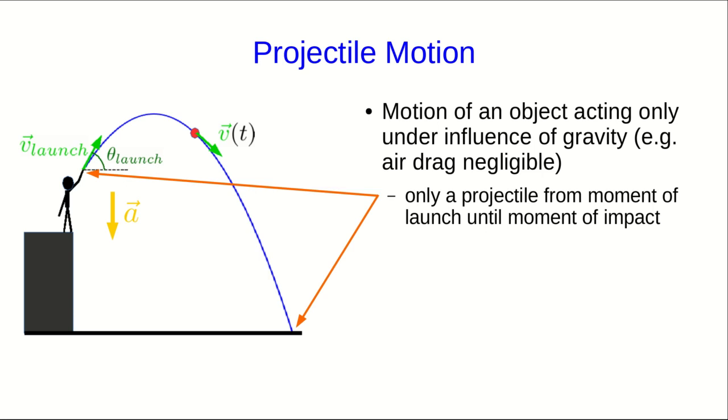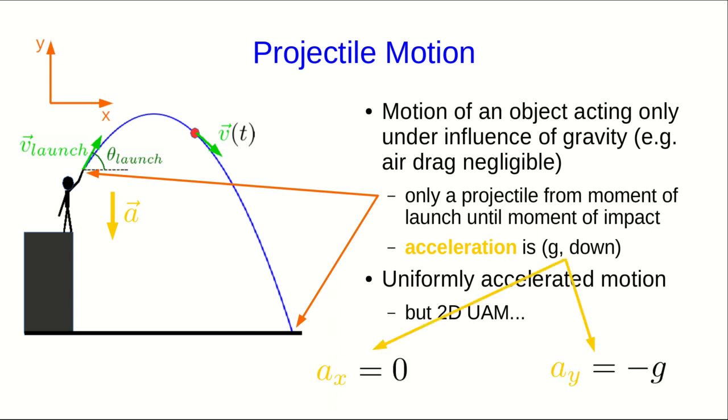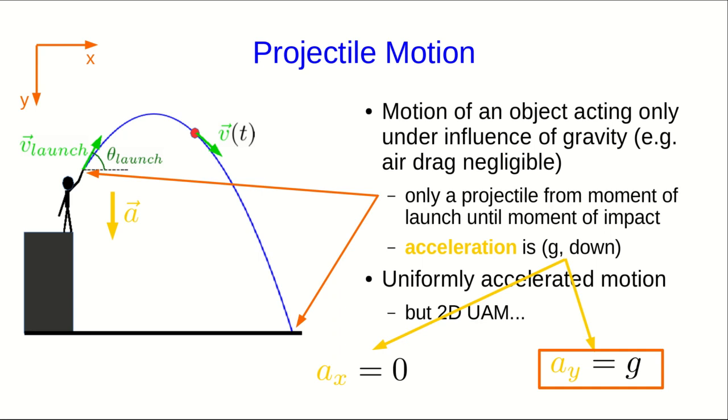And note that it is only a projectile from the moment of launch until the moment of impact, because before launch it had other things other than gravity acting on it, and after impact it also does. But between those times, the acceleration is g down, and so it's uniformly accelerated motion, but this is a two-dimensional version of uniformly accelerated motion. And so in particular, if we set our axes in the usual way, we can say that the x component of the acceleration is zero, the y component is negative g, but there's nothing preventing us from setting our y-axis pointing down, at which point the y acceleration is positive g.